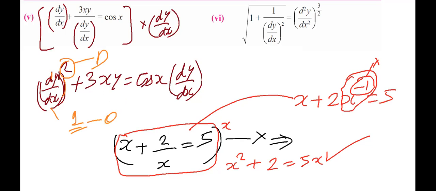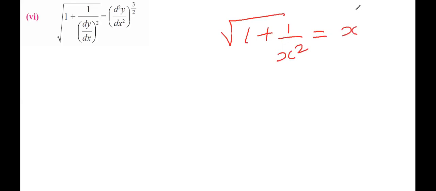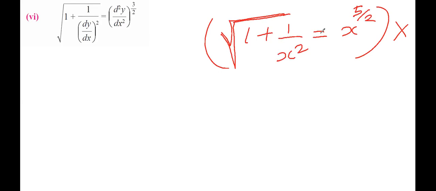Hope you have understood this now. So in question number 6 also, we cannot have anything in a square root. We cannot have the square root of 1 plus 1 upon x square is equal to x to the power of 5 by 2. This I cannot call a polynomial, so I have to convert this into a polynomial. For that, I will square on both sides.